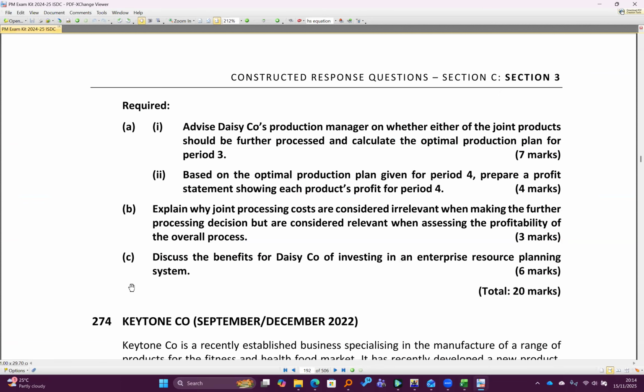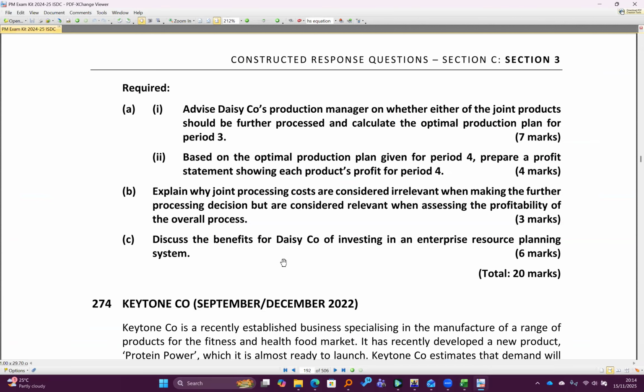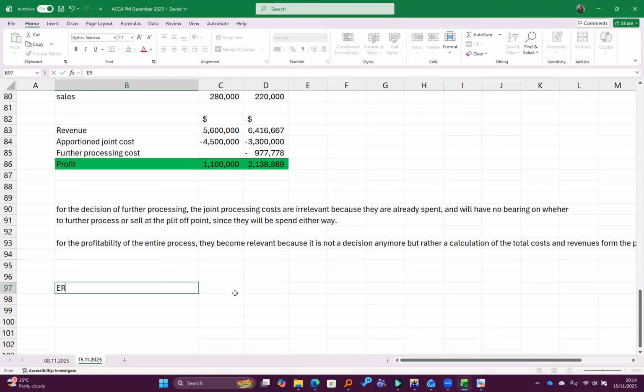So the last question looks at the benefits of investing in an enterprise resource planning system, so ERP. Before we discuss this, as I said, most of us who work have these systems. So do you guys know about this ERP system?